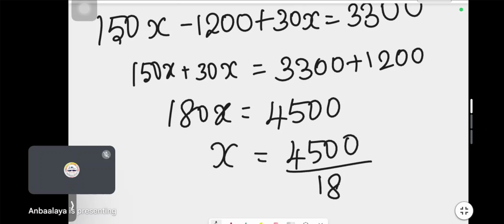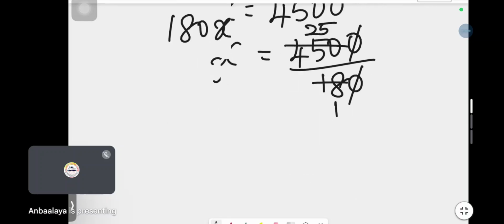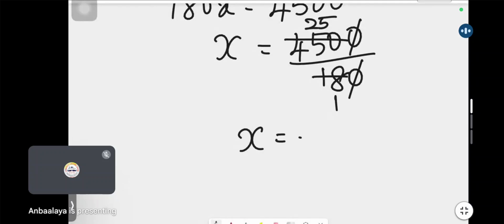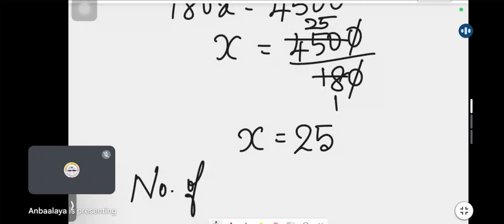Keeping x alone, we get x is equal to 4,500 by 180. Zeros cancel, leaving 450 by 18. The 18 table, nine times, gives 5 times 25. So x is equal to 25 days. So the number of working days is 25.